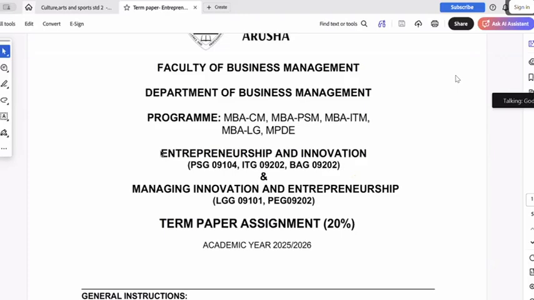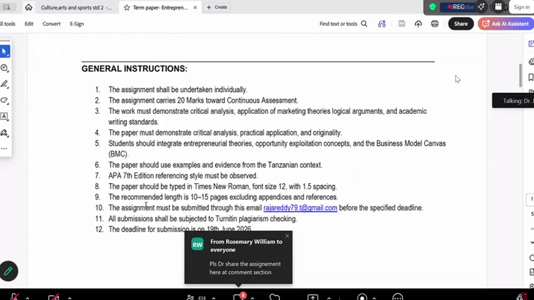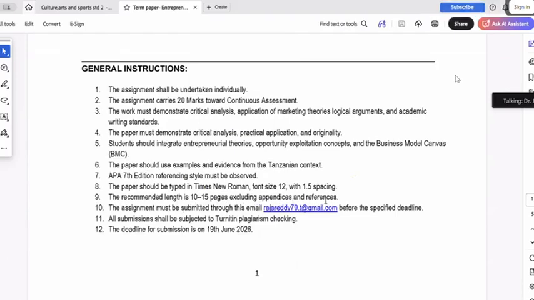Excuse me, sir. Is this group work or individual? It's individual work, not group work. Yes, it's individual work. How many pages, sir? It's within the guidelines here that the recommended length of your work is 10 to 15 pages, excluding appendices and references. It is in the general instructions, number 9. Thank you so much. You're welcome.